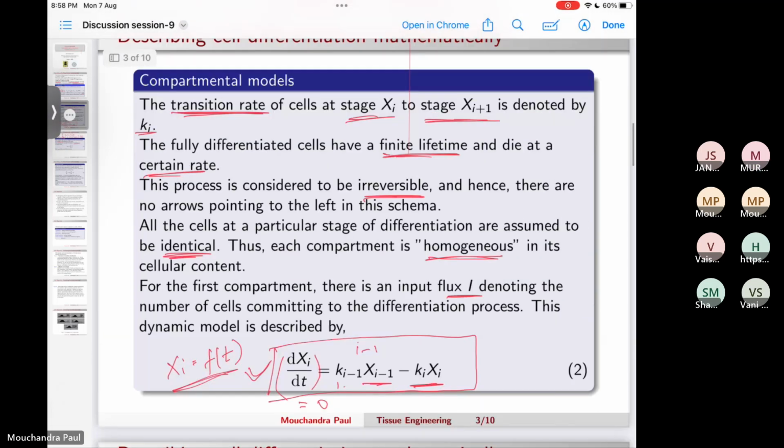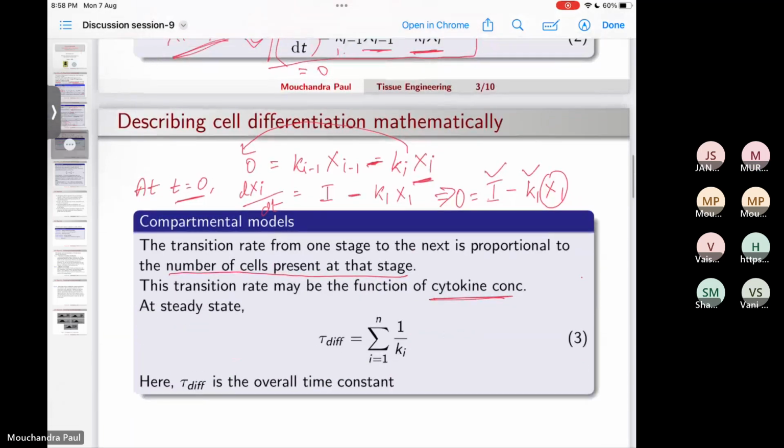So in this way you can calculate the cells that are present at any particular compartment, okay? And they are moving, right? This model assumes that as the cell is gaining a differentiated function, it is moving from one stage to another stage. That means it is moving from, say, the left hand side when the cell was completely immature, to the last stage where the cell has become mature. So the degree of maturation is increasing as the cells are moving from one stage to another.